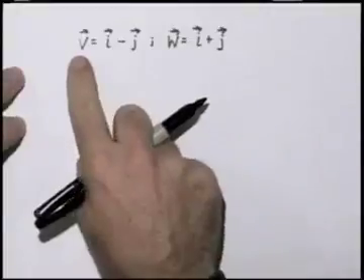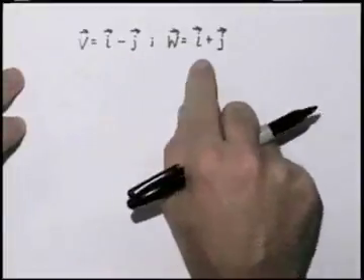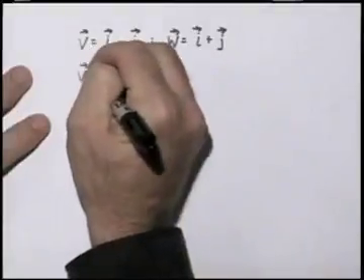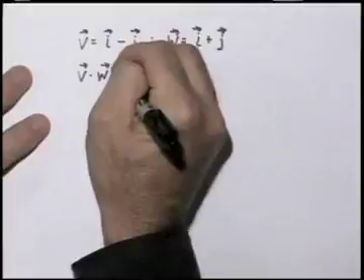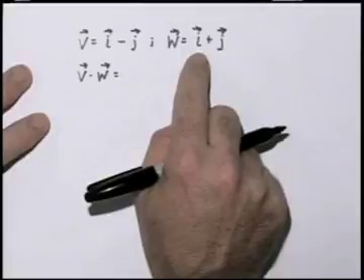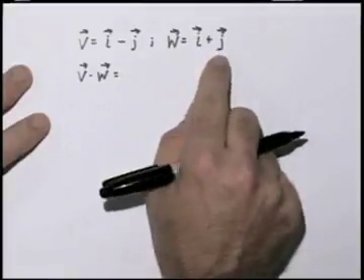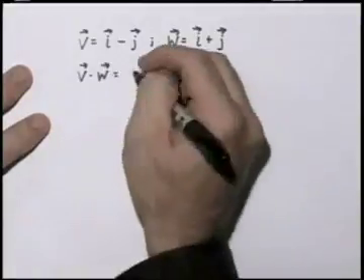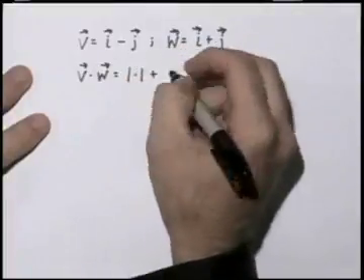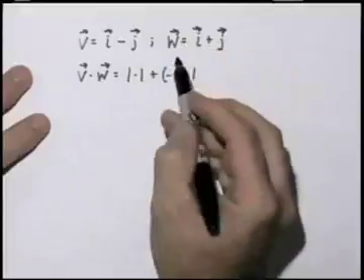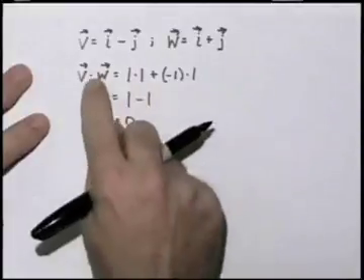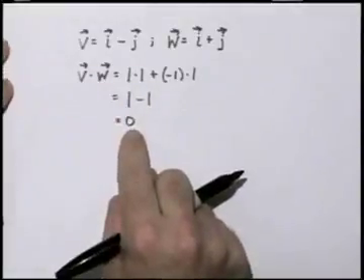Let's say that we have the vector v equals i minus j and the vector w equals i plus j. The dot product v dot w is found by multiplying the i components and adding that to the product of the j components. So the i components are going to be 1 times 1, and then we're going to add to that negative 1 times 1. So we have 1 minus 1, or 0. So the dot product v dot w is 0.